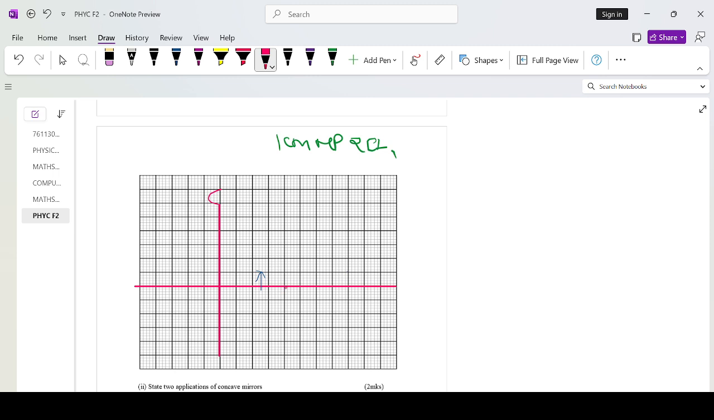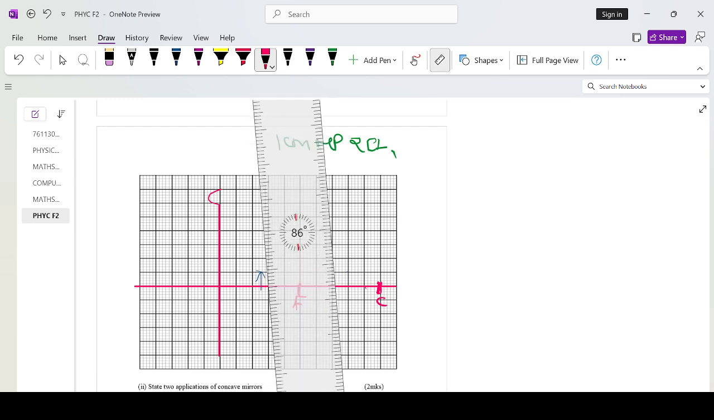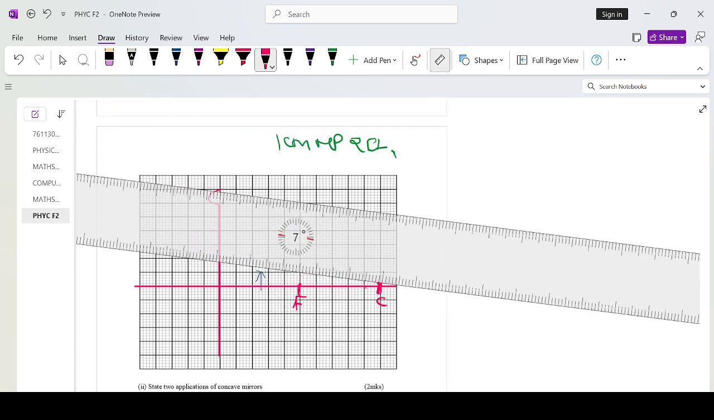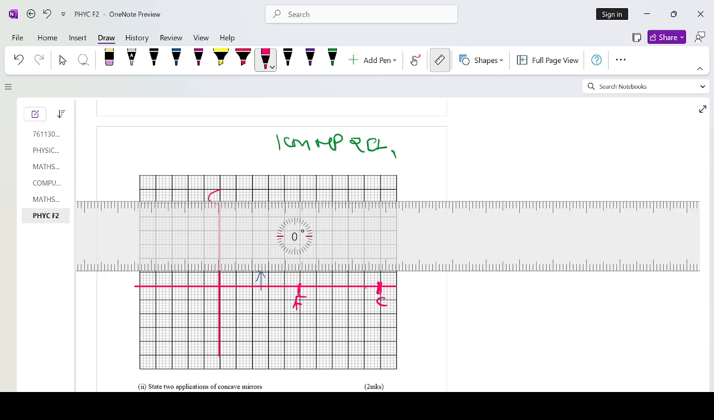1, 2, 3, 4, 5 here. This is the focal point. Then 1, 2, 3, 4, 5. This will be my C. That will be my C. So I have first to draw a ray parallel to the principal axis. I have to draw a ray from the tip of the object parallel to the principal axis.